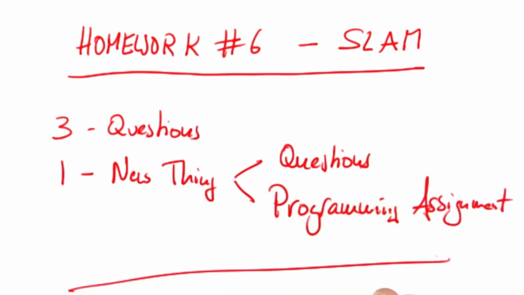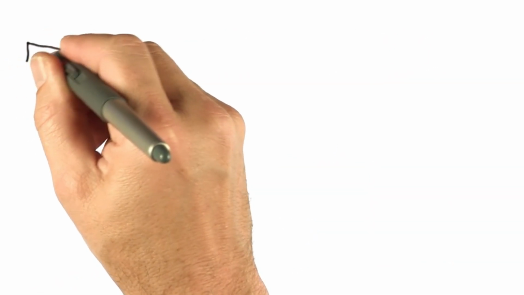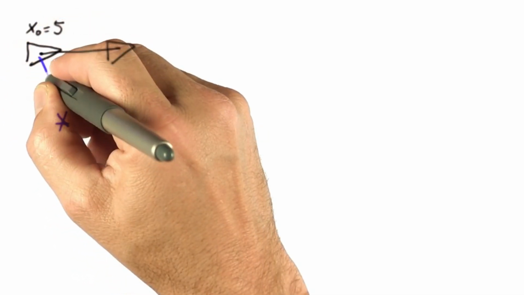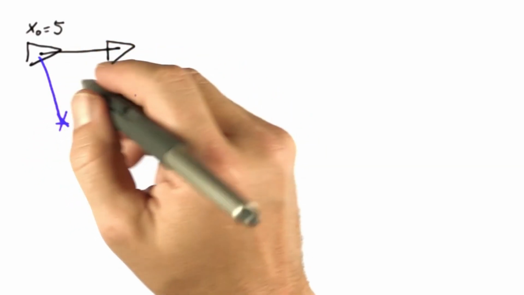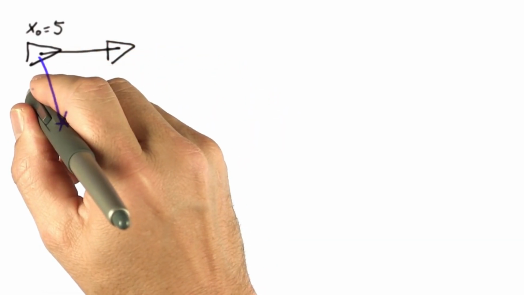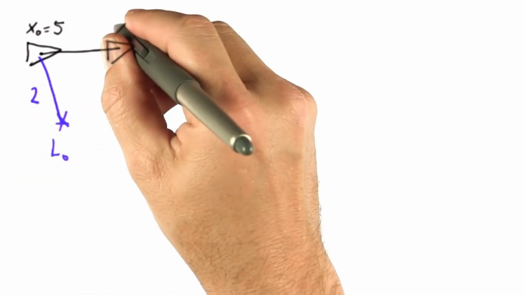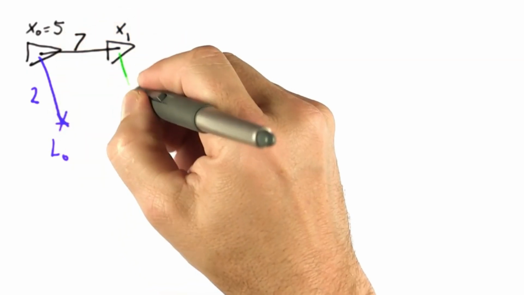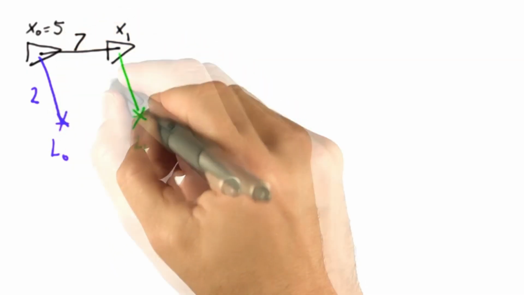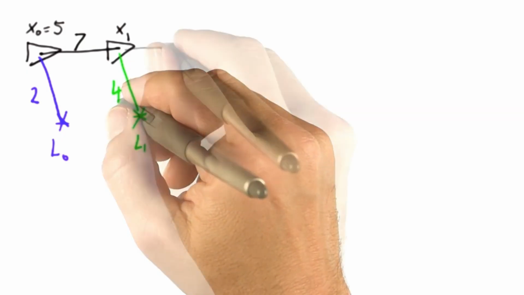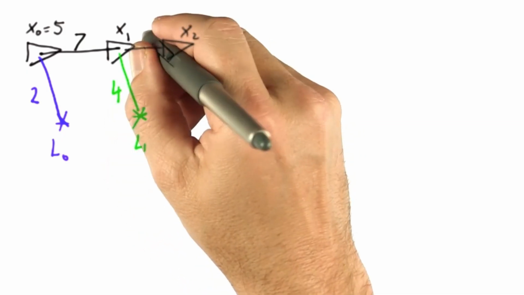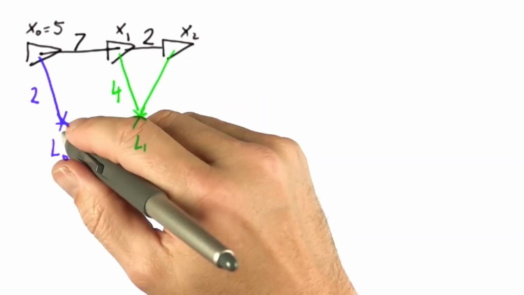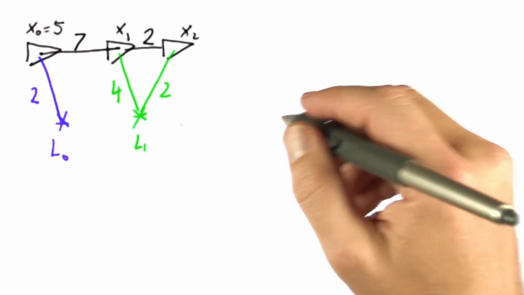So let's dive in. In this example, picture a robot that starts at initial position 5. This robot, which lives in 1D, even though I'm drawing this in 2D, sees a landmark with a relative measurement of 2. It then moves to coordinate x1 by taking a step of 7. It now sees a different landmark, L1, with a measurement value of 4. Finally, it moves again with a motion 2. And now it sees the same second landmark, not the original one, at a value of 2.